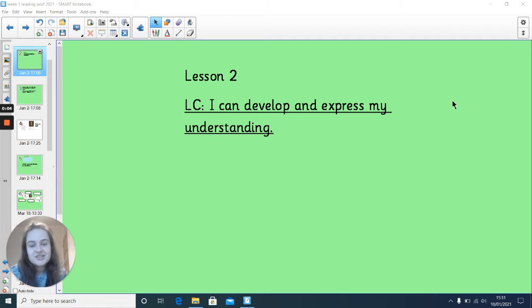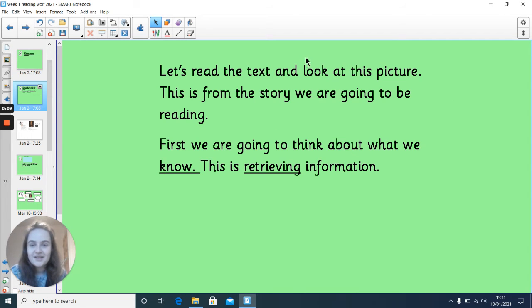We are looking at the learning challenge, I can develop and express my understanding. We are going to read a text and look at the picture that comes with it. And this is from the story that we are going to be reading for the next few weeks called The True Story of the Three Little Pigs.